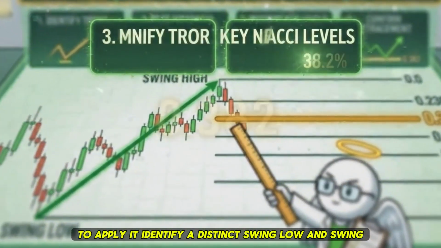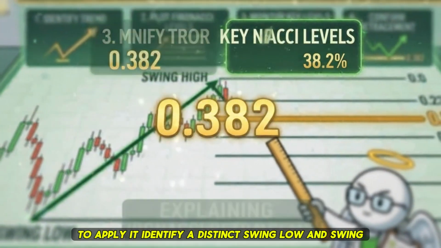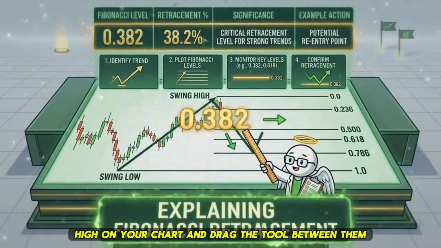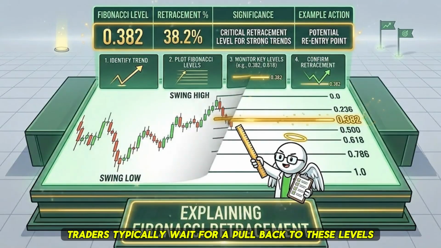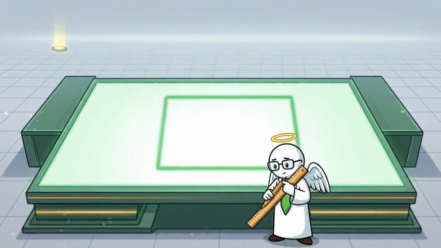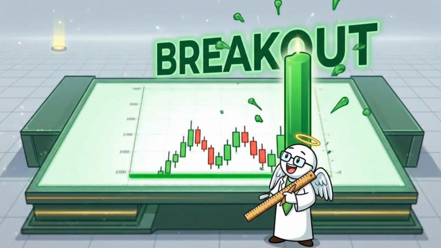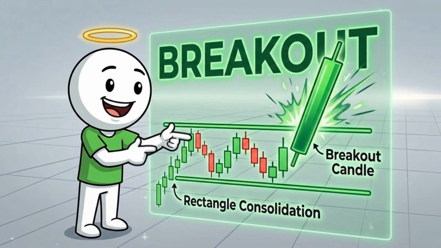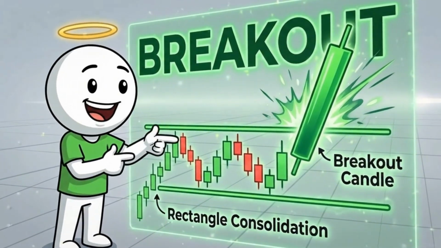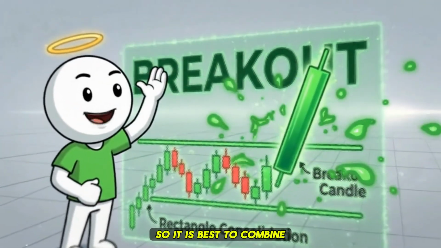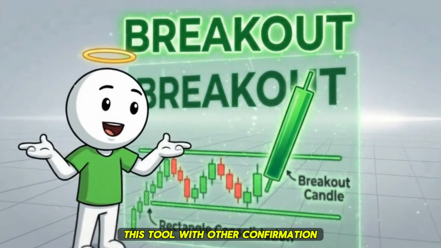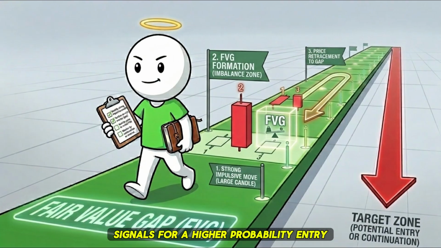To apply it, identify a distinct swing low and swing high on your chart and drag the tool between them. Traders typically wait for a pullback to these levels, most notably the 0.382 level, as it is a frequent reversal point. While the 0.382 is popular, price can react at any Fibonacci level, so it is best to combine this tool with other confirmation signals for a higher probability entry.